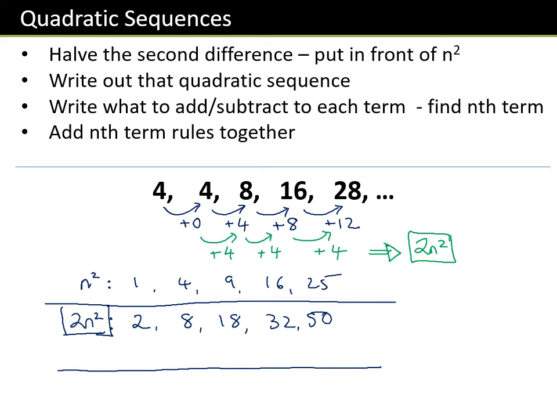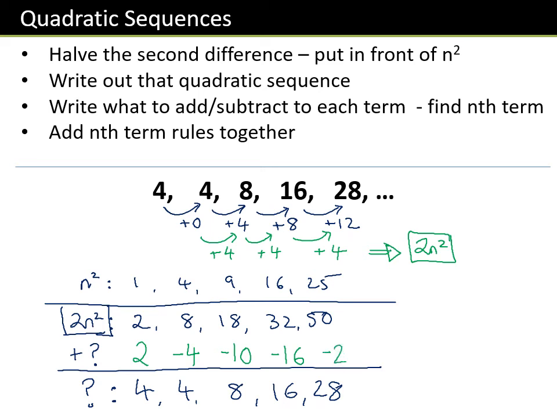What am I going to add to that sequence to get the one that I've got at the top? So 4, 4, 8, 16 and 28. I want to add something. So 2 plus 2 is 4. 8 plus minus 4. 18 plus minus 10. 32 plus minus 16. 50 plus minus 22. So if I add these two together, they will give me that bottom one.